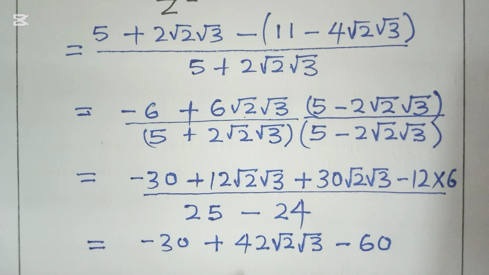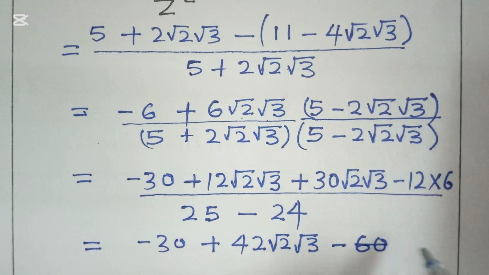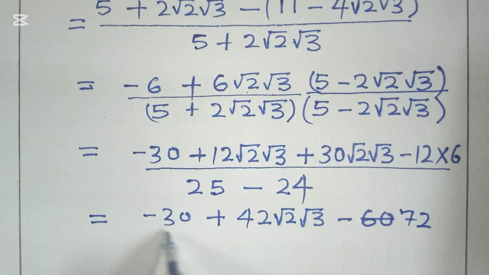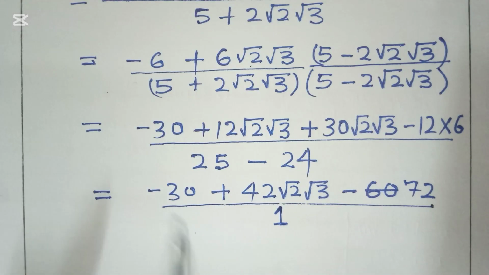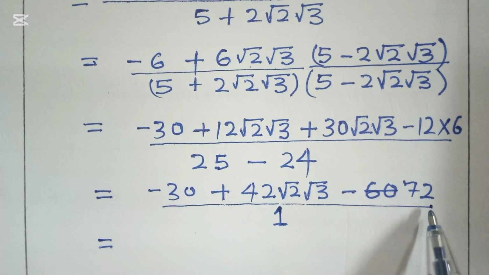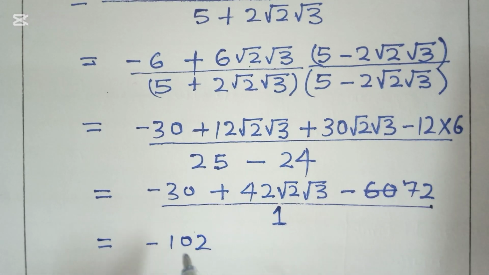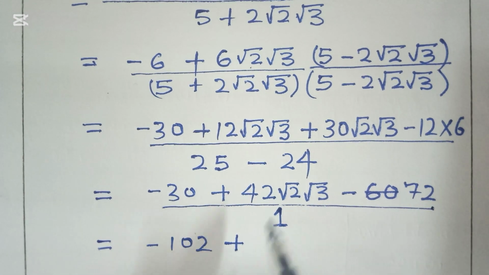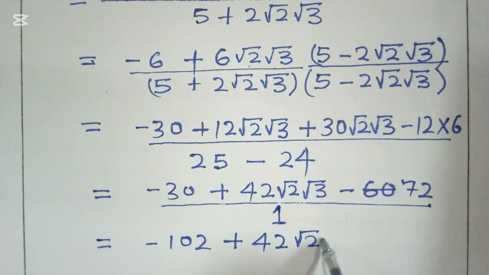And so therefore, guys, we are going now to have, sorry guys, this is 72. Now all over, this gives us 1. So guys, finally we are going to have negative 30 minus 72 gives us negative 102 plus, guys, here we are going to have 42 square root of 2 square root of 3.